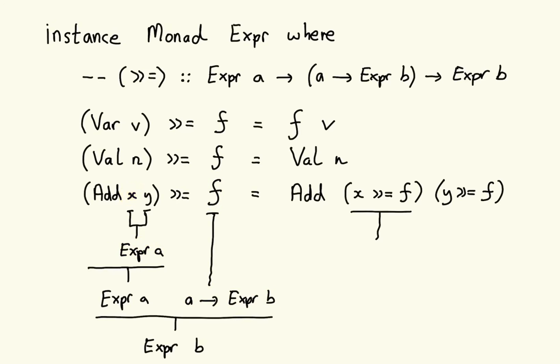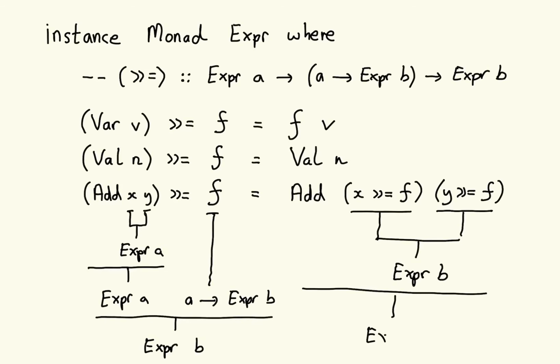And actually, it's going to be exactly the same for y. y has the same type as x, and when we feed that into f, we're also going to get an expression of type b. So what we get on both sides here are expressions of type b. And then when we apply the add constructor to both of these things, if add takes two expressions of type b, which we have, then the whole thing is going to be an expression of type b. So just to complete the picture down here, we have an expression of type b.